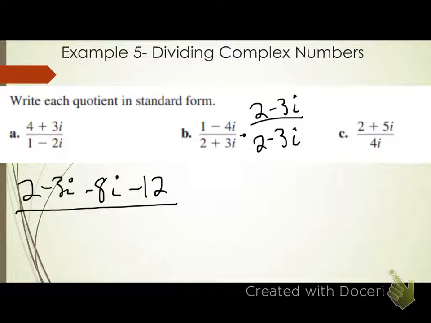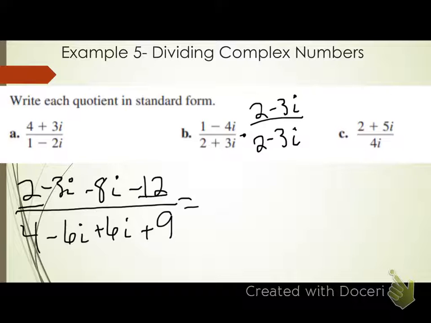over, in the denominator, 2 times 2 gives me 4. 2 times negative 3i gives me negative 6i. 3i times 2 gives me 6i. And then 3i times negative 3i gives me positive 9, because once again, that'd give me negative 9i squared. i squared is negative 1, so negative 9 times negative 1 gives me positive 9.